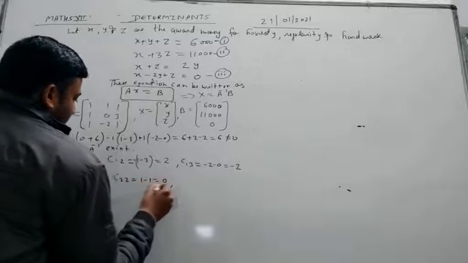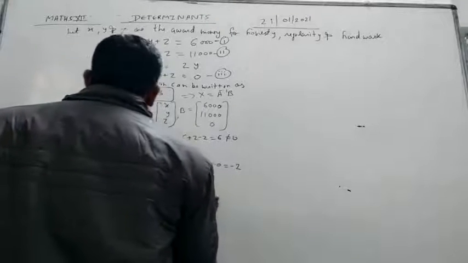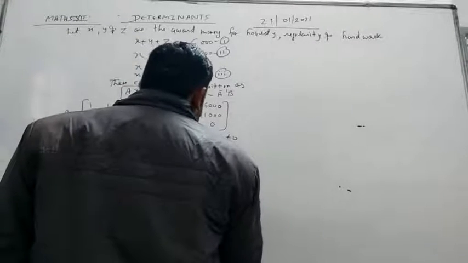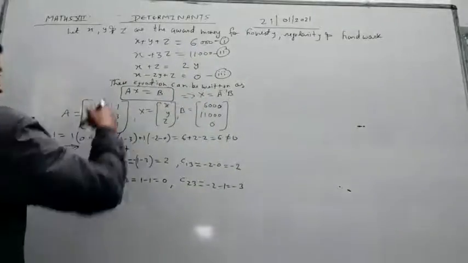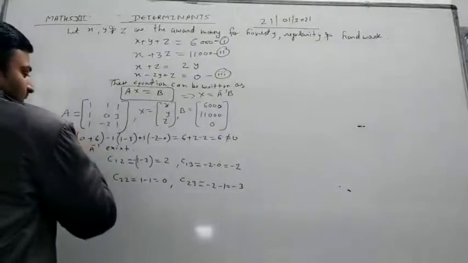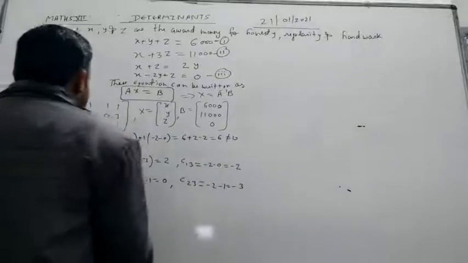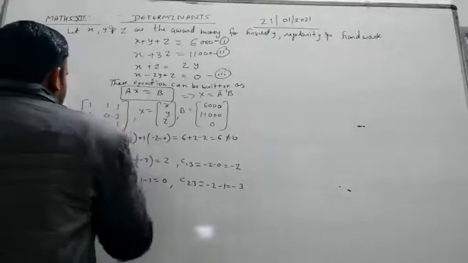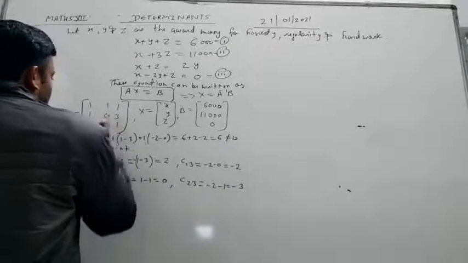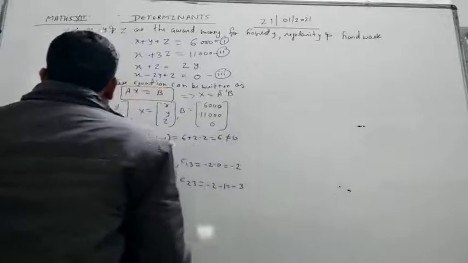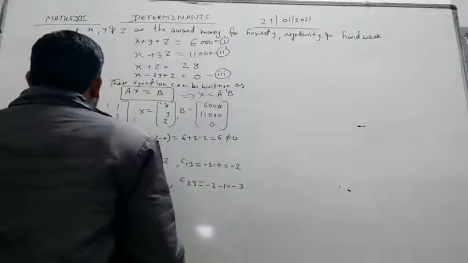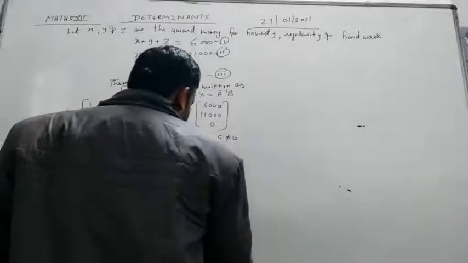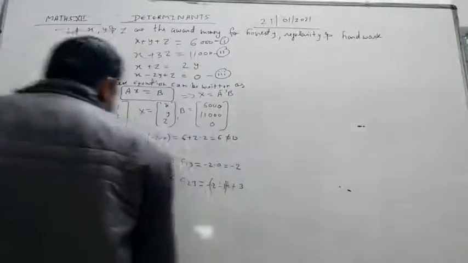C22, this cancel, 1 minus 1 is 0. C23, this cancel, minus 2, minus 1 minus 3, and this cancel and this cancel, so 1 minus 1. This cancel, 1 minus 1, so this cancel and this cancel, so minus 2, minus 1, and outside is also minus, so it is just 3.